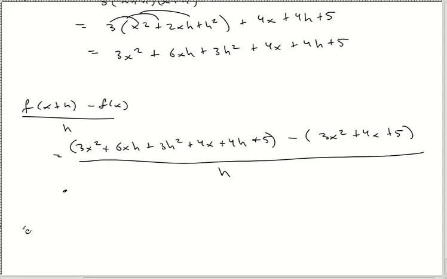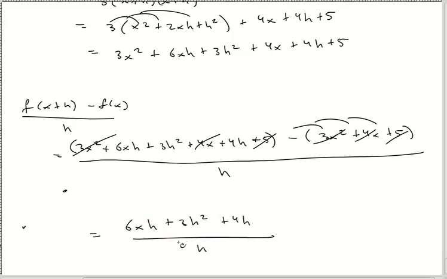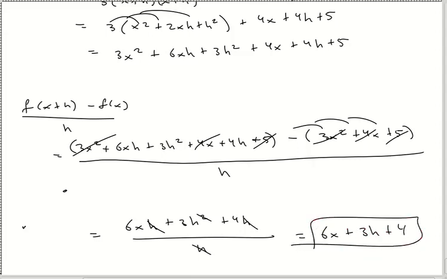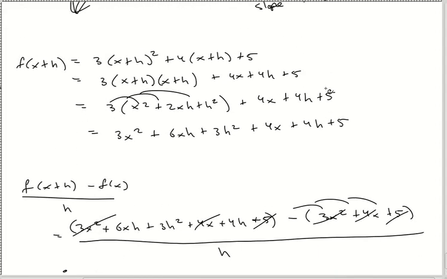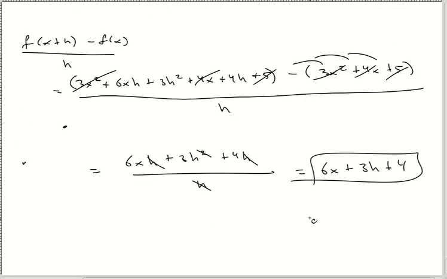I'm guessing you're probably just watching me. When you distribute this, you're going to get a negative in each one of these, so cancel, cancel, cancel, cancel, cancel, cancel, and so then we're left with a lot of h's: 6xh plus 3h squared plus 4h, all divided by h. Everything has an h, so you can cancel one of them. And so I got 6x plus 3h plus 4, and that is your final answer for this problem. Going back, I knew there'd be a plus 4, so that was easy.